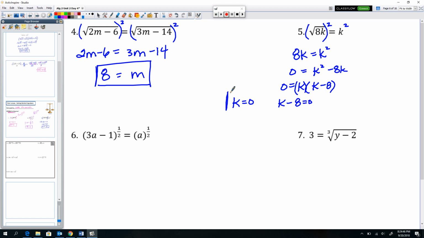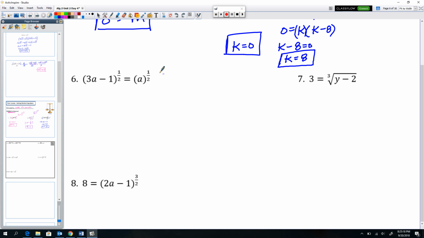This is already isolated, so here's one of my answers. Add 8 to both sides. There's another answer. If you don't remember solving these from Algebra 1, please pause and replay that. You should be pretty comfortable with this skill set. So we actually have 2 answers for k on this one. If you were to plug 0 in for k, you'd have a true statement. If you were to plug 8 in for k in the original, you would have a true statement. So those are the 2 answers that will get you a true statement for that.